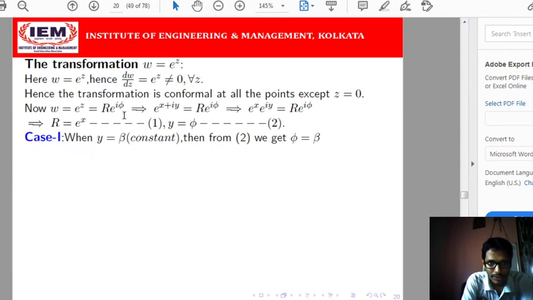w equals r e to the power i phi. So if r is actually 1, then mod of w will be mod of e to the power i phi. So you know that mod of e to the power i phi is nothing but the root over cos square phi plus sin square phi. So that will be 1 actually. So mod of w will be equal to 1.